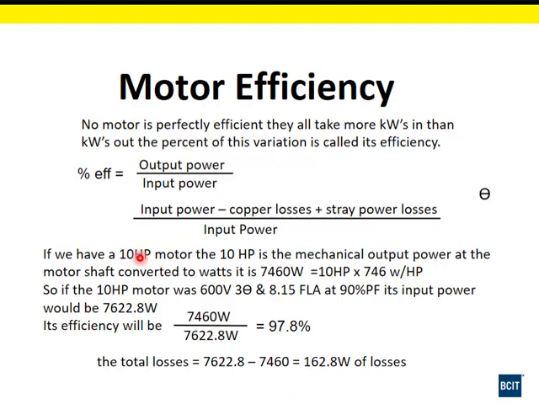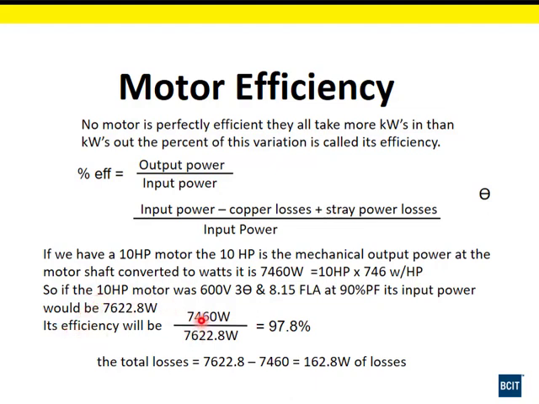So when we have a 10 horsepower motor here in this example, and the 10 horsepower is the mechanical output at the motor shaft, when we convert that to watts, if we want to understand what the efficiency would be of this motor, if the 10 horsepower motor was 600 volts and 8.15 FLA, power factor of 90%, the input power to that motor would be 7622.8 watts.